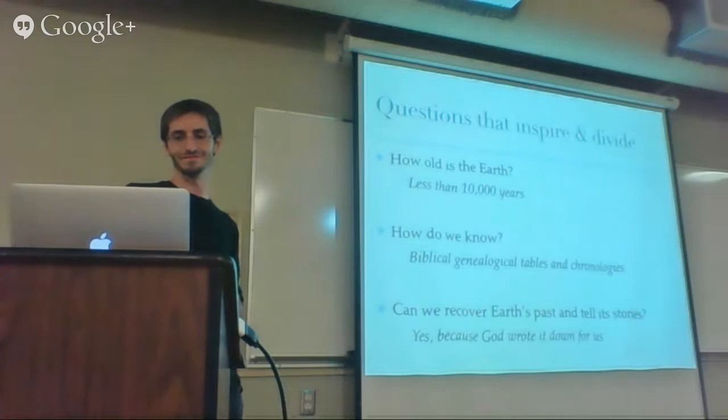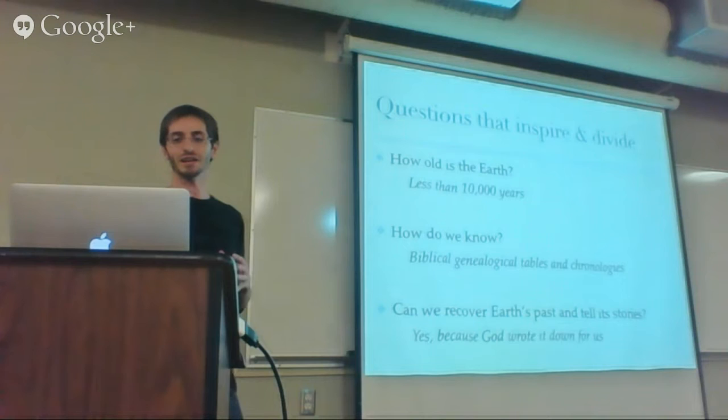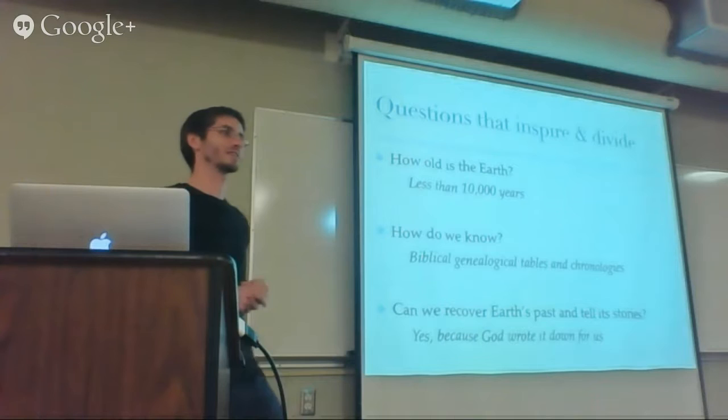Now, consider for a moment the scale of this discrepancy. The accepted age of the Earth varies by 6 orders of magnitude, depending on who you ask. Could you imagine if physicists disagreed this way about something like the speed of light, where one set of physicists said it was 300 million meters per second, and another set said, no, it's only about 300 meters per second?